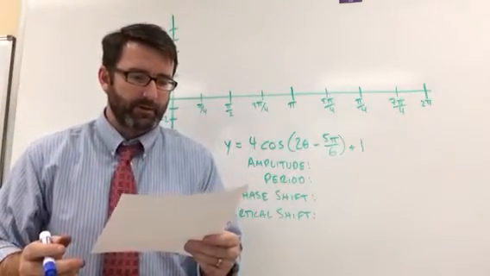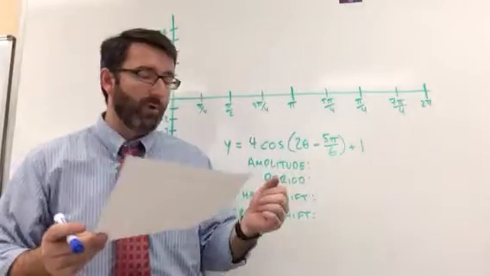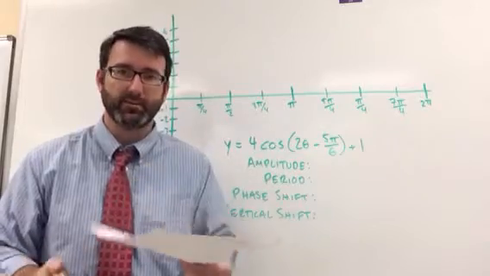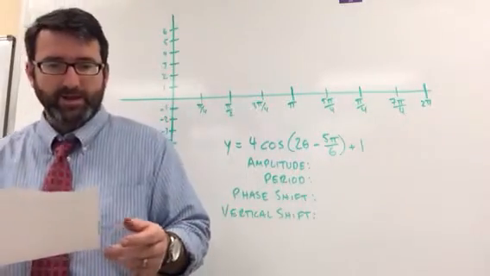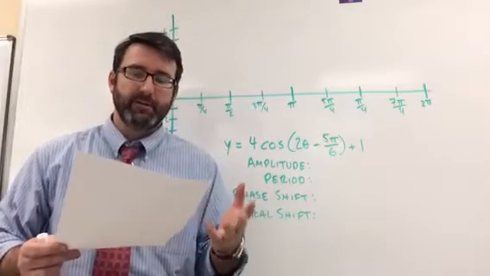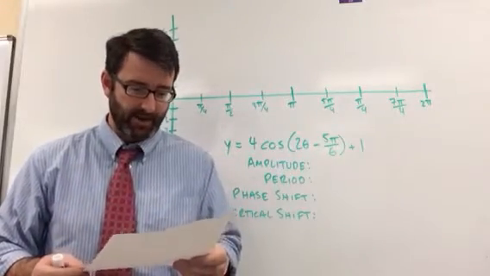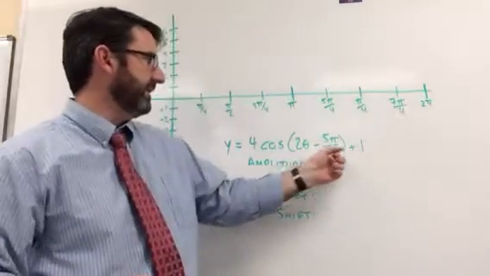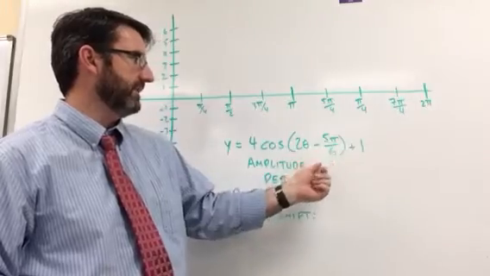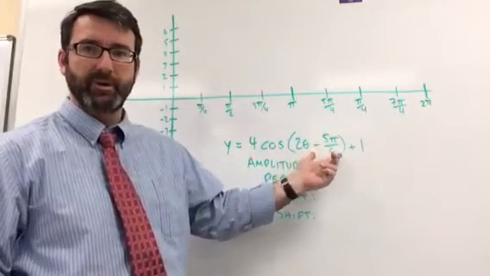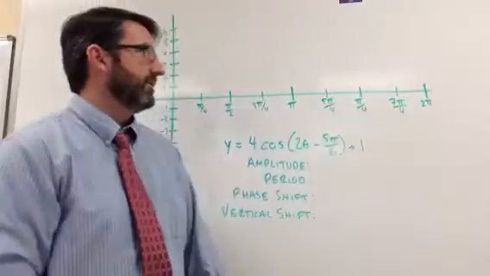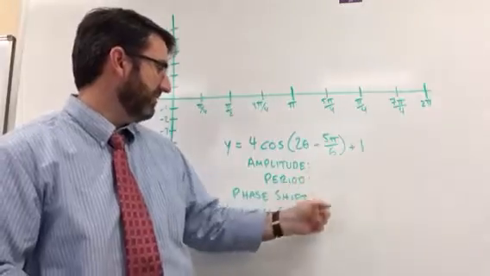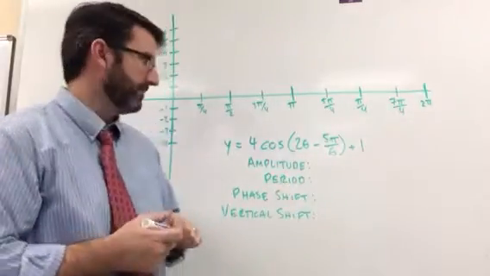All right, number 3. We have this equation here, y equals 4 cosine of 2 theta minus 5 pi over 6 plus 1. And we're asked to find the amplitude, period, phase shift, and vertical shift, and then to sketch the graph. Notice on this one that this shift is given to us in what appears to be radians, and this graph is set up in radians as well.